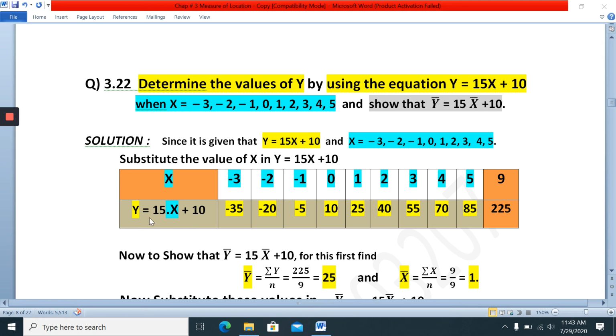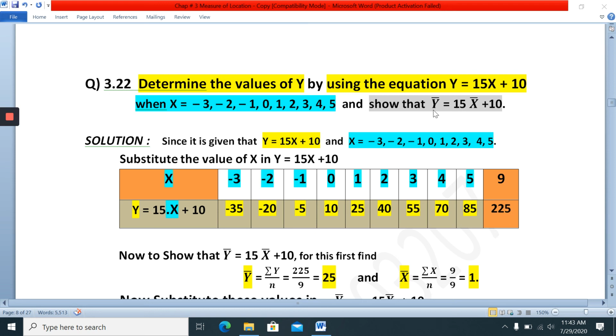1 times 15 is 15. 15 plus 10 is 25. 2 times 15 is 30. 30 plus 10 is 40. So just replace these values of x in this equation, and you will get these y values. So this is the answer of this first part: determine the value of y. So these are the values of y. Now this is the total.